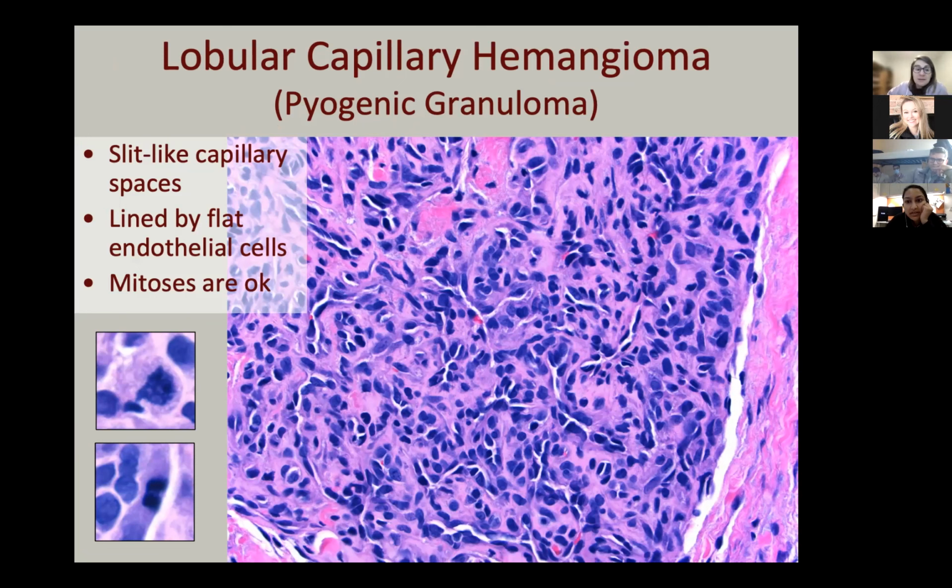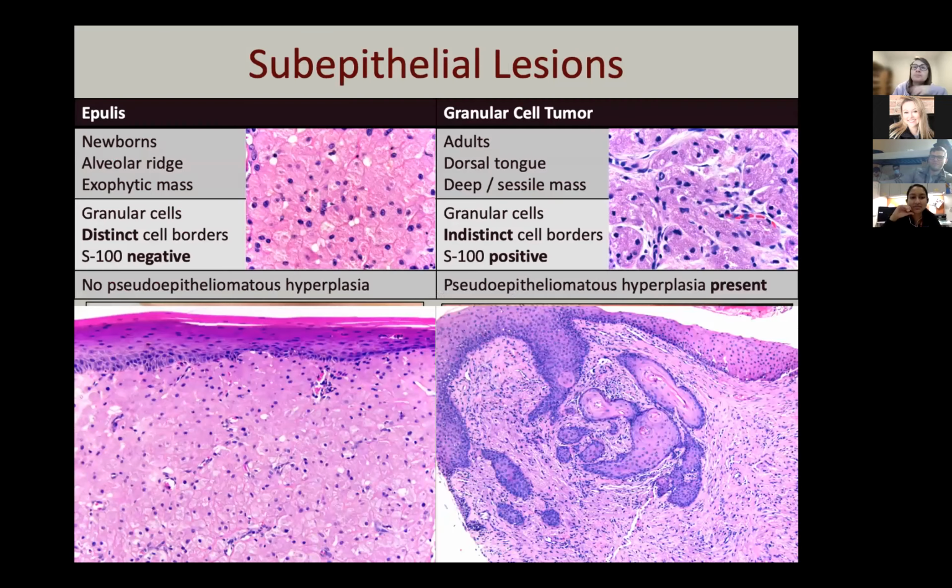Dr. Cipriani? Yes. Quick question. I've seen it described where epulis is kind of a subset of pyogenic granuloma. Have you seen that before? No. Okay. So it shouldn't be. Okay.